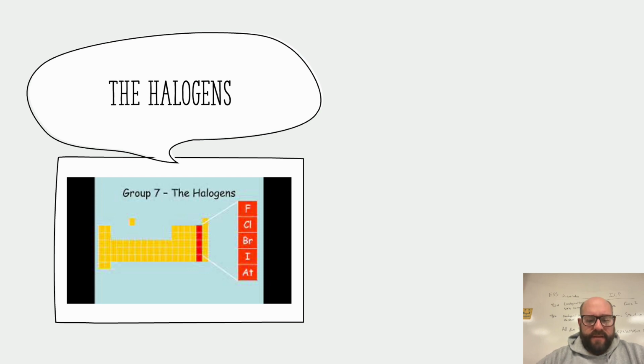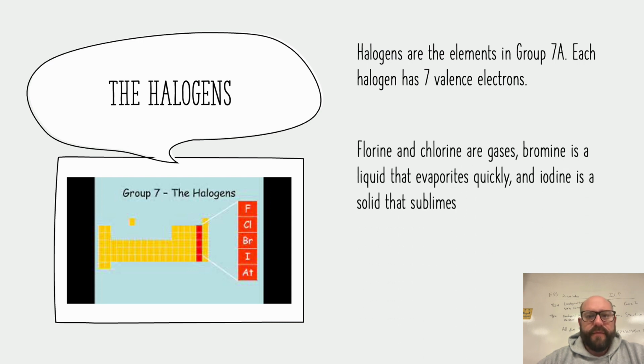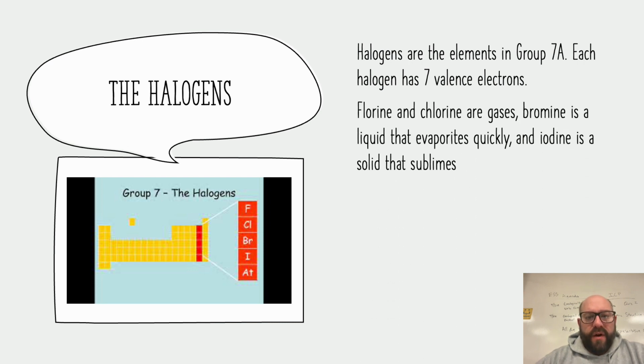The halogens. Halogens are elements in Group 7A. Each halogen has 7 valence electrons. Fluorine and chlorine are gases. Bromine is a liquid that evaporates quickly, and iodine is a solid that sublimes.